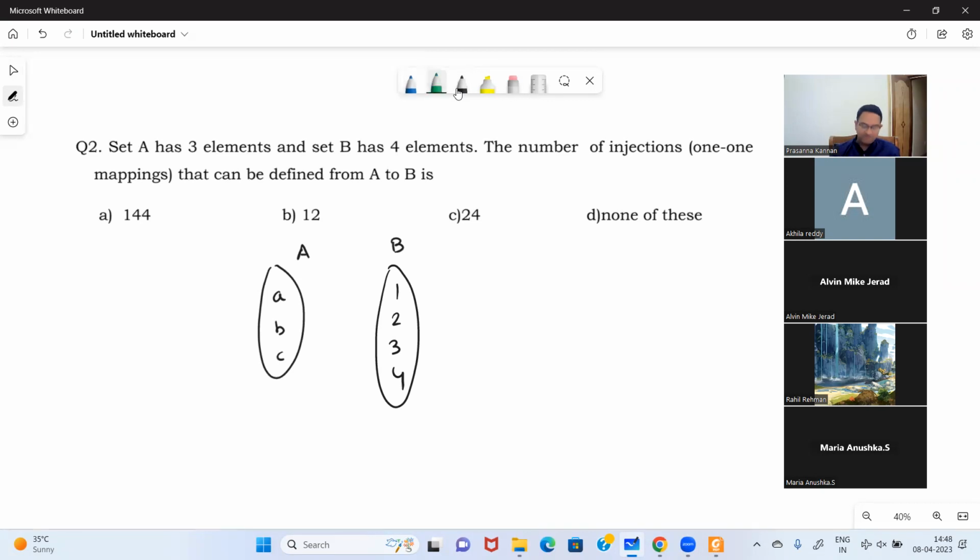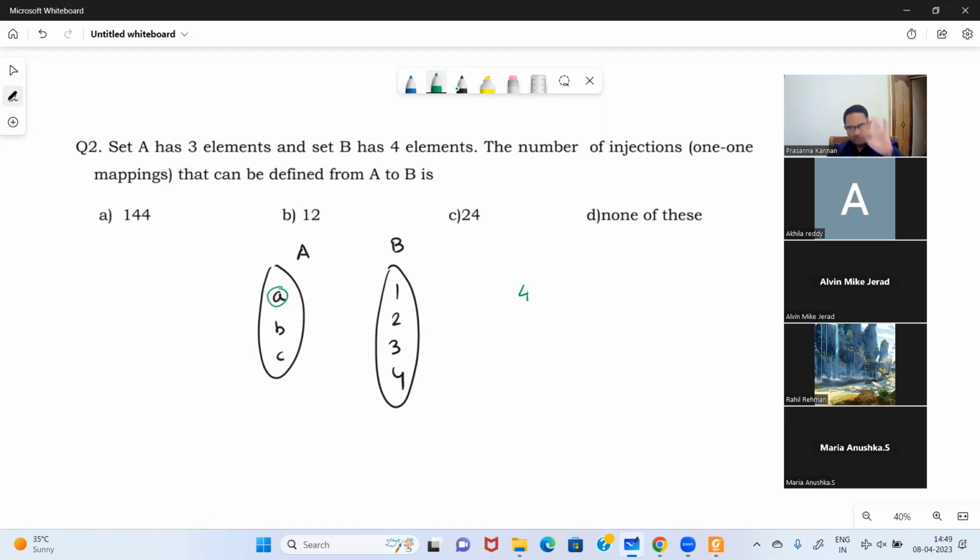From the basic rules, we know that every element in the domain must have a mapping. Correct? So let's take A. Now it has to map to some element in B. For mapping, how many options do you have? A can be mapped to 1, or to 2, or to 3, or to 4. So how many options are there? 4 options. So for mapping for A, you have 4 options.